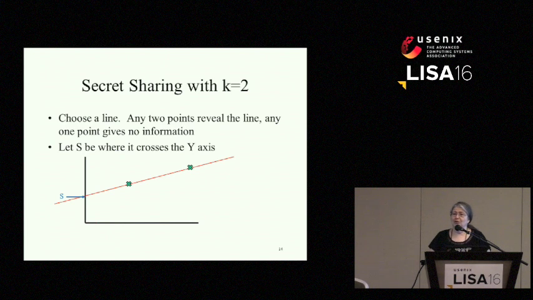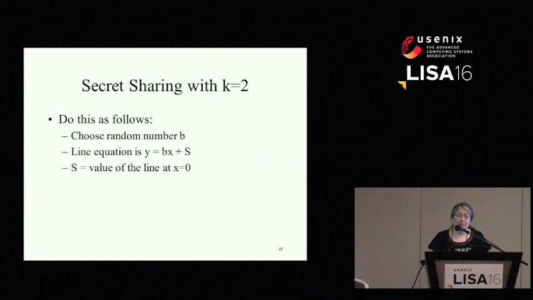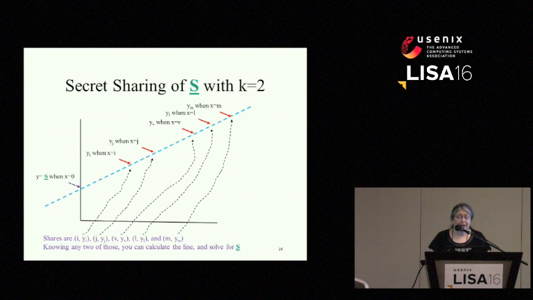So what you do is you choose a line, where the secret is where it crosses the y-axis. Then any 2 points will reveal the line, and any 1 point gives you no information at all. You do this by choosing a random number b, and the equation of the line is y equals b times x plus s. So s is the value of the line at x equals 0. So here you have a line. You can give as many points on the line as you want, and once you know 2 of the points, you know where it crosses the y-axis.